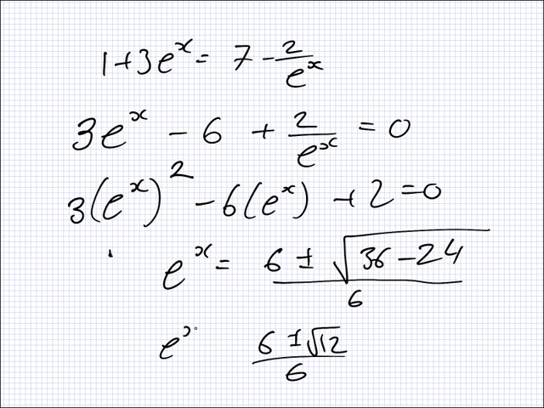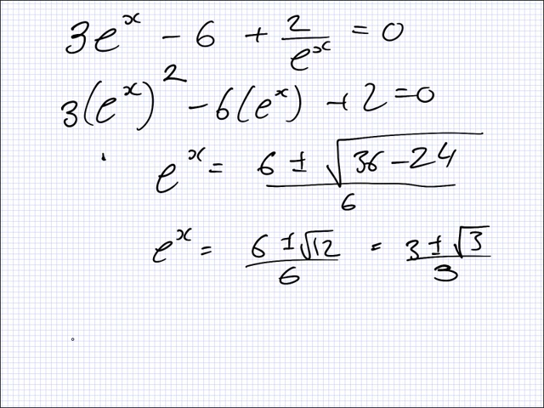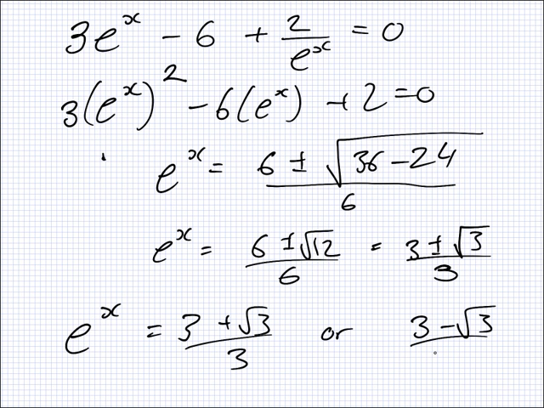Is that right? Yeah. I can simplify this because I can divide by 2, can't I? 3 plus or minus root 3 over 3. Is that what you got in the calculator? Yeah. So we have 2 answers here. Either e to the power x equals 6 plus root 12 over 6, or 3 plus root 3 over 3, or 3 minus root 3 over 3.